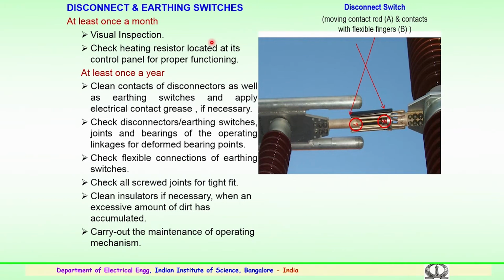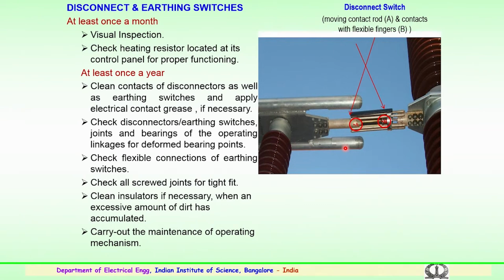A proper visual inspection has to be made, and a necessary check has to be maintained for the heating resistor, particularly near the contacts at its control panel, to see whether there is proper functioning or whether the contacts have corroded, or whether it needs inspection and some remedial action.